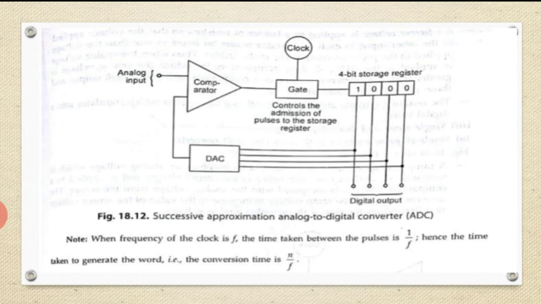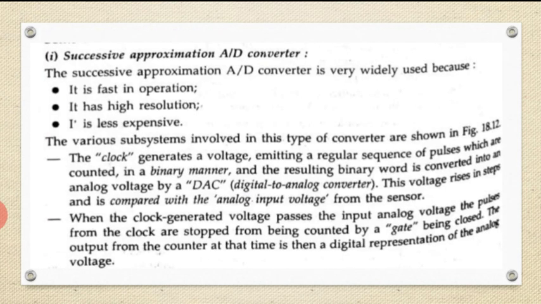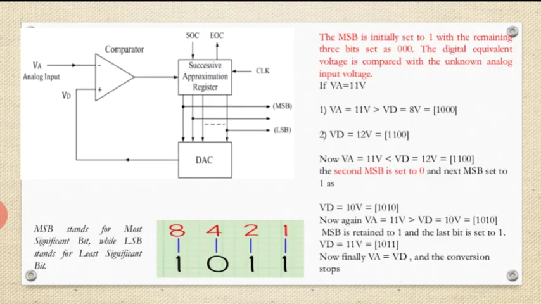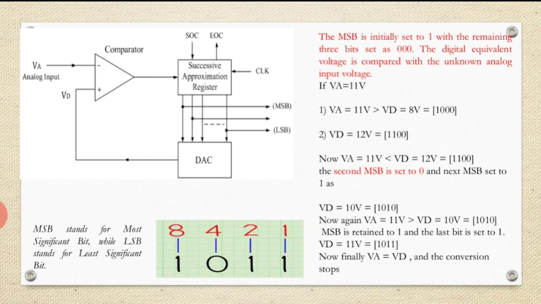So here this is the circuit diagram, as I explained with one example. It is fast in operation, it has high resolution, and it is less expensive. These are the advantages also we can say. Working is explained here. A little bit I am facing difficulty to explain; if it is board work it will be clear. Anyhow, try to understand.